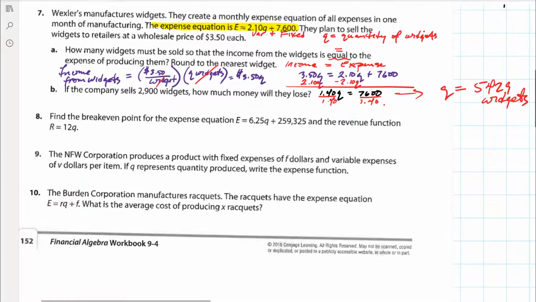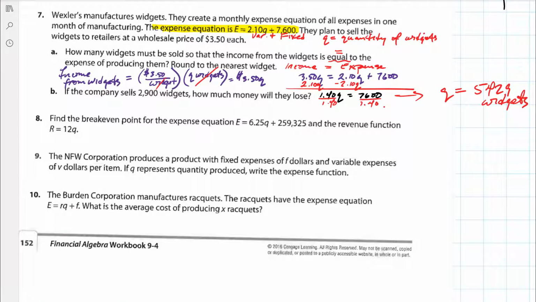Now part B, it says if the company sells 2,900 widgets, how much money will they lose? Well, let me see. What's the wholesale cost for 2,900 widgets? I don't know. Let's find out. So the wholesale income is going to be, let's start off with the price per widget: $3.50 per widget, each. And we're going to sell 2,900 of them.